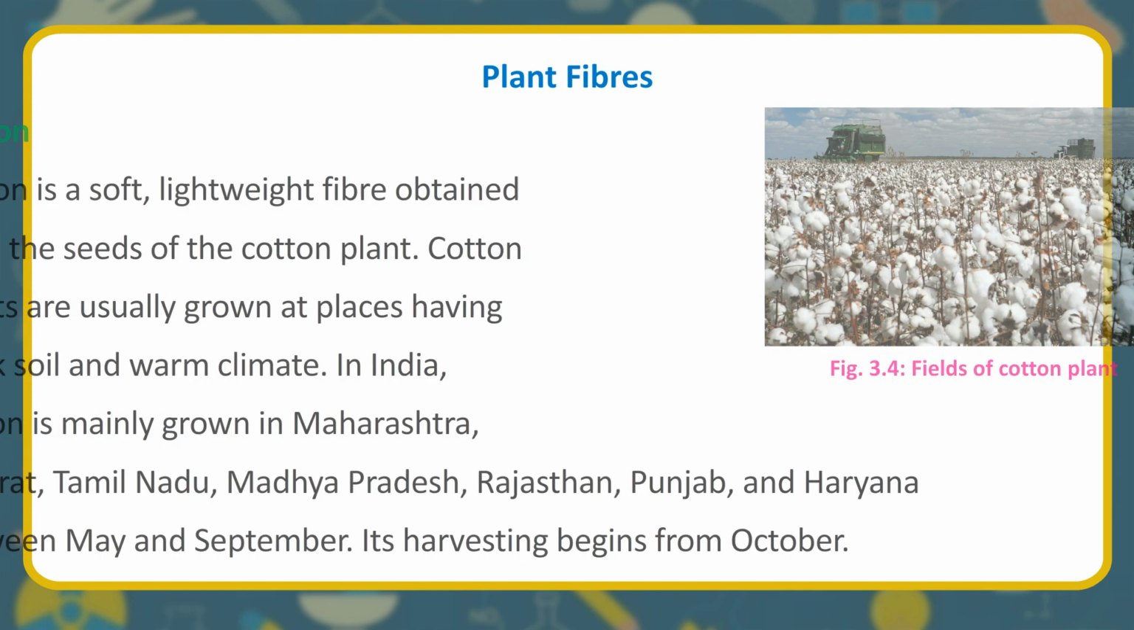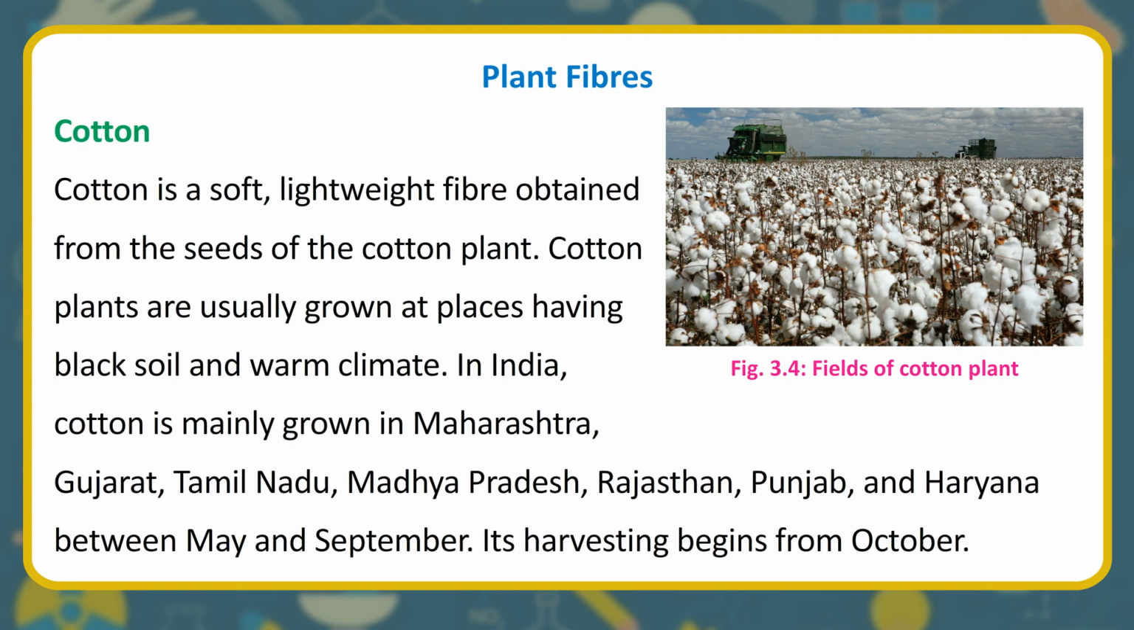Plant fibers. Cotton. Cotton is a soft, lightweight fiber obtained from the seeds of the cotton plant. Cotton plants are usually grown at places having black soil and warm climate. In India, cotton is mainly grown in Maharashtra, Gujarat, Tamil Nadu, Madhya Pradesh, Rajasthan, Punjab, and Haryana. Between May and September, its harvesting begins from October.